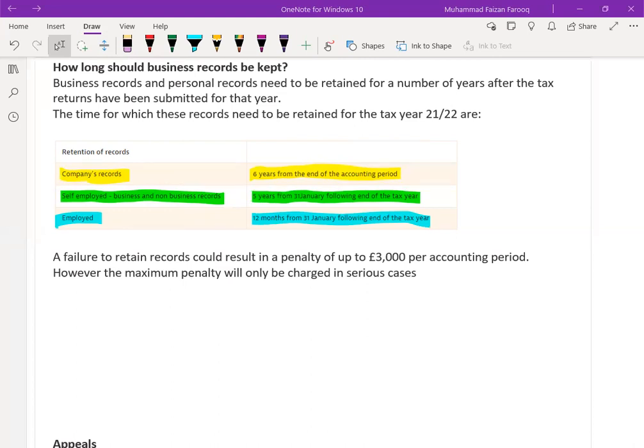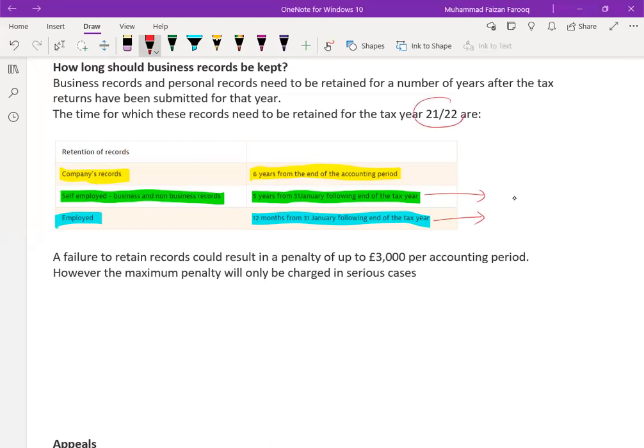If HMRC catches someone who is not keeping the record as required, they can charge a penalty up to a maximum of 3,000 pounds. They cannot charge more than 3,000, but they can charge up to 3,000, which can be 1,000, 2,000, 3,000, or 500, 100, anything.